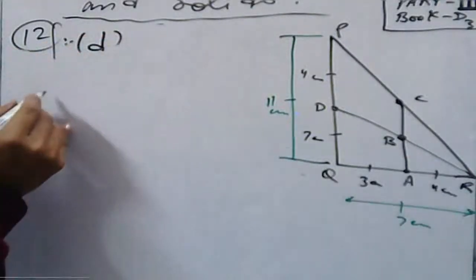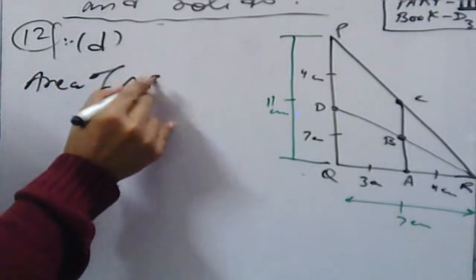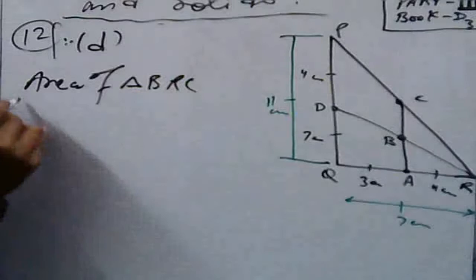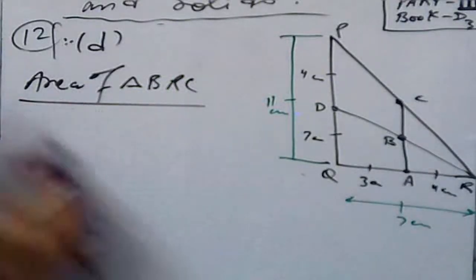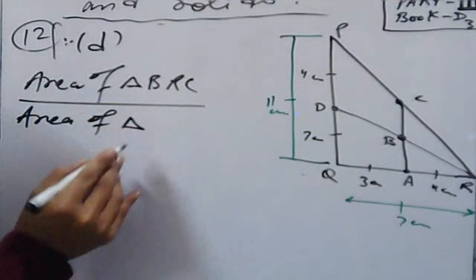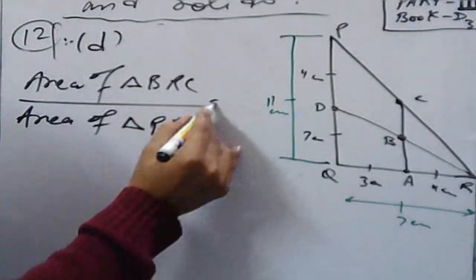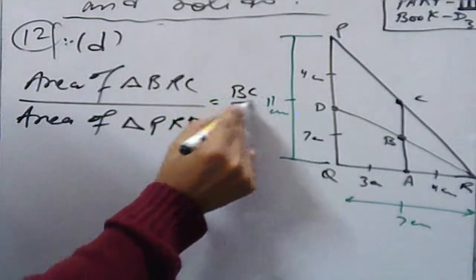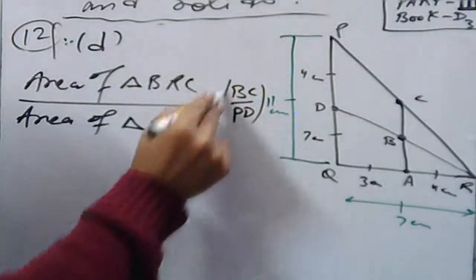Now D part, we have to find the area of triangle BRC divided by area of triangle PRD, which is equal to BC divided by PD.